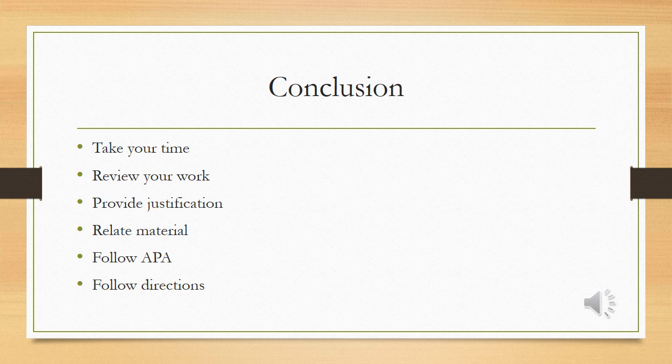If I were to offer any overall tips in terms of doing your final research proposal, it is to take your time, review your work, or have a peer or somebody else read over your work if you're not sure if it makes sense. Provide justification in terms of citations for what you're doing, relate the material back to the literature, follow APA, and also follow the directions in the final research paper format. Good luck, and I look forward to reading your final research proposals.